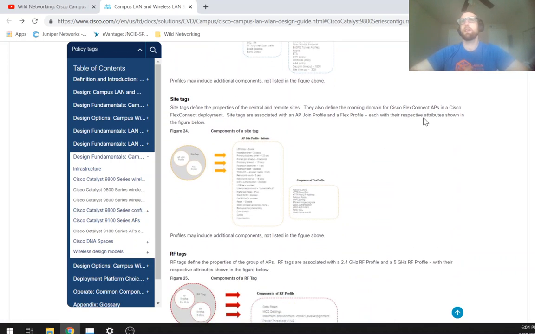Site tags define the properties of the central and remote sites. They also define the roaming domain for Cisco FlexConnect APs in a Cisco FlexConnect deployment. Site tags are associated with an AP join profile and a flex profile, each with their respective attributes shown in the figure below.